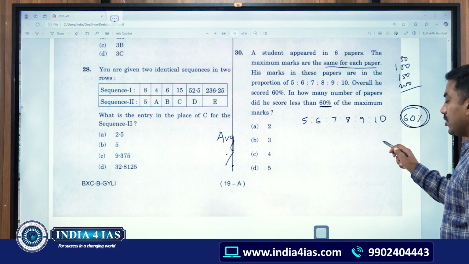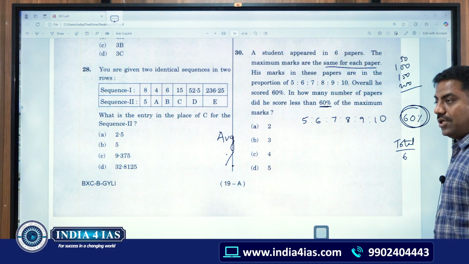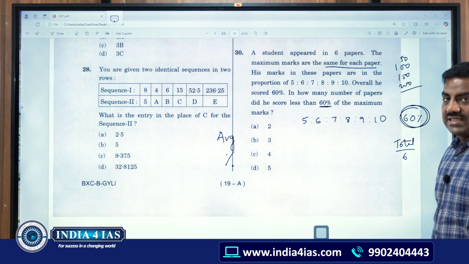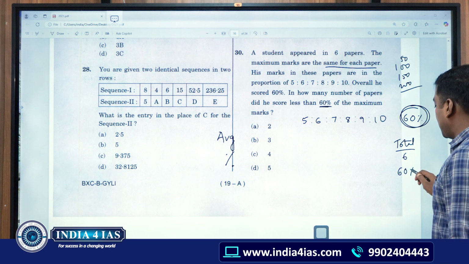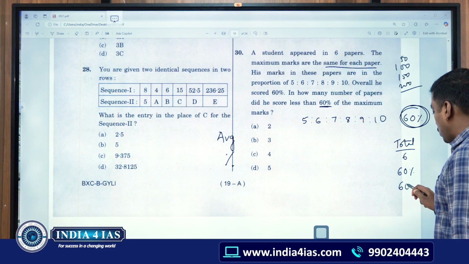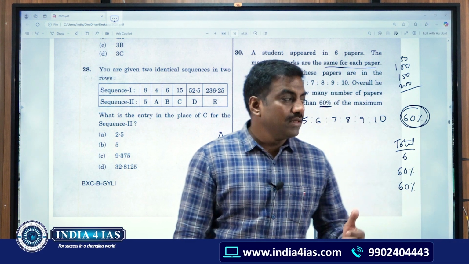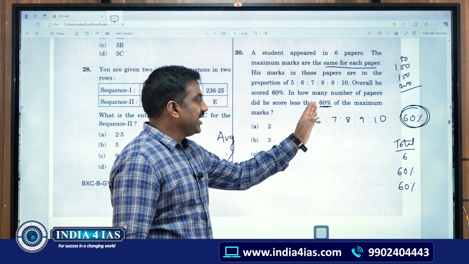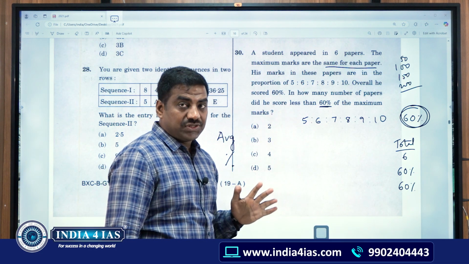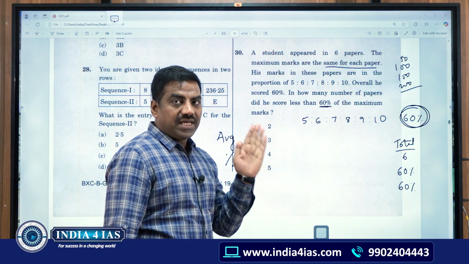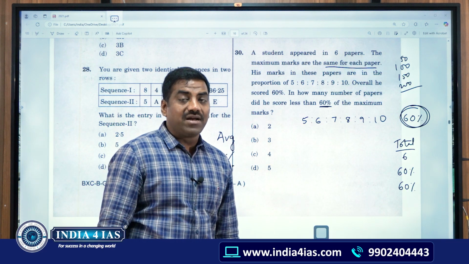60% is what? Total marks divided by these 6 subjects. So if I take the average, it is 60%. If I take the percentage also, it is 60%. But when you look at the scores in the ratio 5 is to 6 is to 7 is to 8 is to 9 is to 10, where do you draw the average? Percentage and average here are the same because we are comparing it to the highest marks, that is 100.